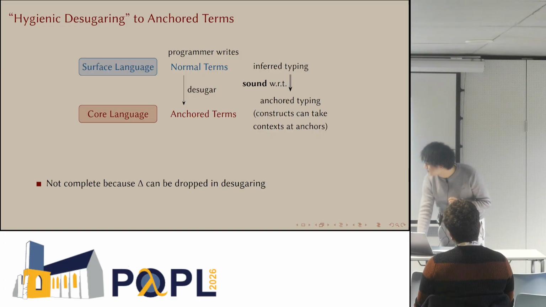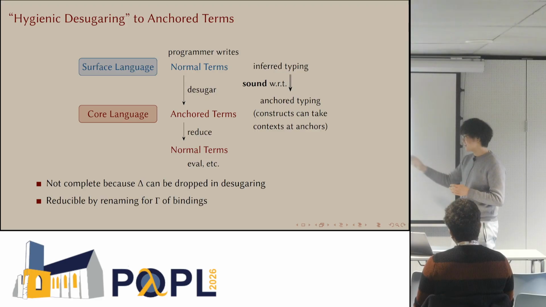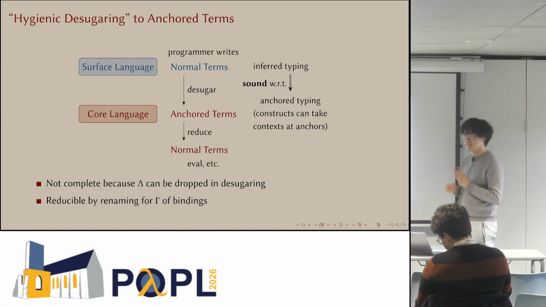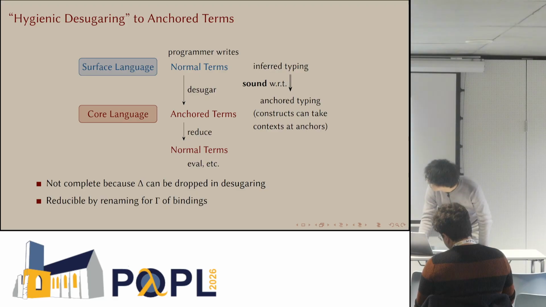desugaring context. And then to evaluate the anchor terms, for example, we can probably reduce them to normal terms of the core language. And this can happen if, for example, the core language typing context is kind of like a gamma of bindings. So we can use normal hygiene things, just rename them.